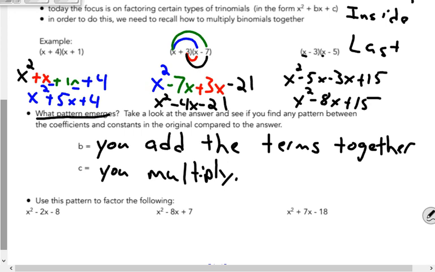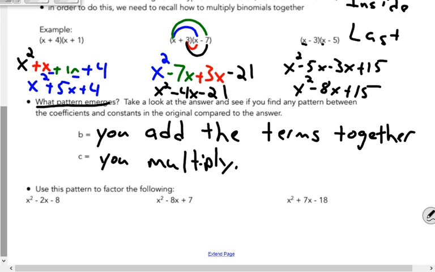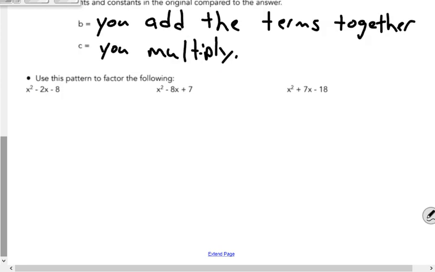So let's try one here where we work backwards. To do this, what you need to do is look at your C term. This guy here. You need to factor the number. So we take 8. What are factors of 8? What times what will give you 8?